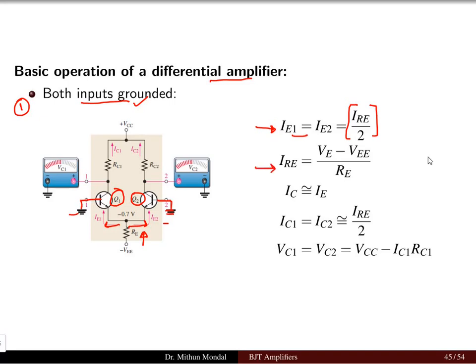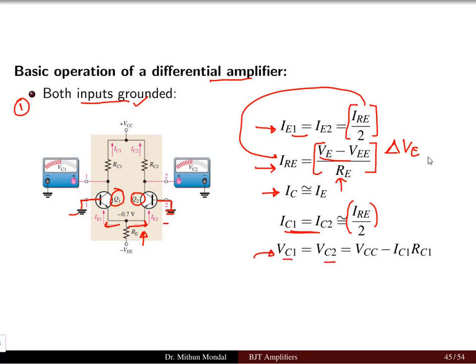This current IRE can be computed from Ohm's law. There is a difference of voltage, so this is delta VE, which is the supply voltage minus the emitter drop, divided by the emitter resistor. The collector current is approximately equal to the emitter current, and the two collector currents will each be approximately IRE by 2. So the voltages of collector 1 and collector 2 will be equal, and equal to VCC minus the drop in each individual collector resistor.